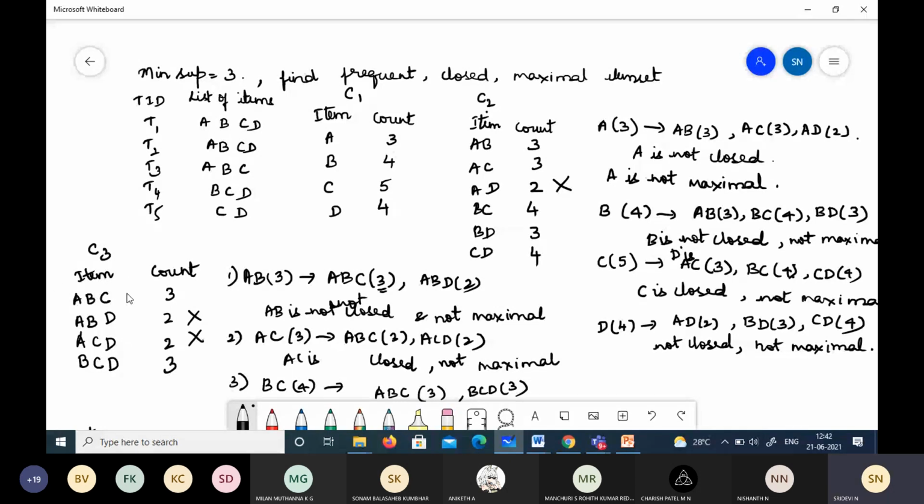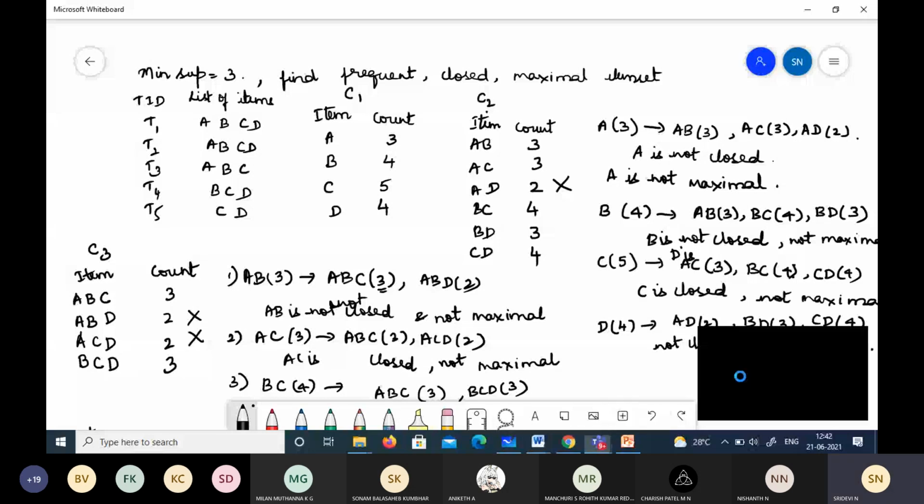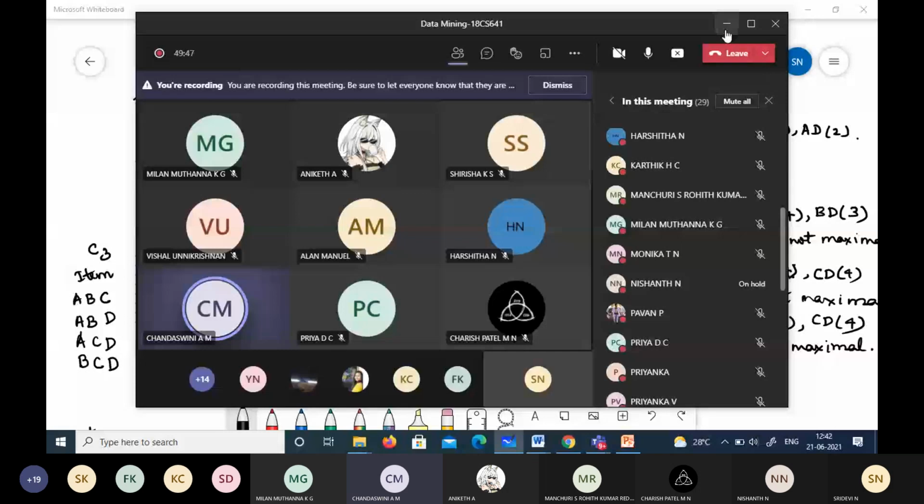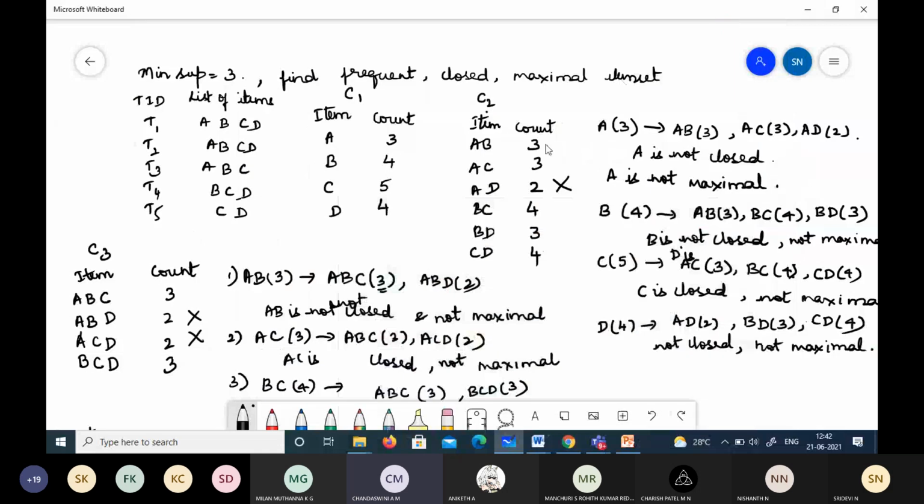For finding, ma'am, having 3 items at generation. Ma'am, in count 2, we took AD as 2. But when we go to the count for 3, we did not consider it if it is less than 3, the support count. Which one? Here I considered 2. Where did I not consider? You considered AD 2, ma'am, for the second count. Here, A of 3, AB of 3, AC of 3, then AD of 2, ma'am, which is still less than 3.